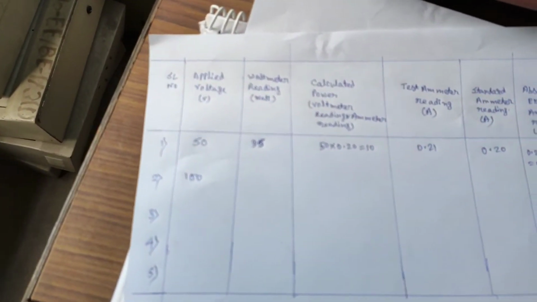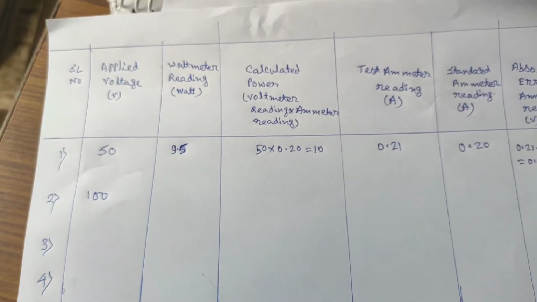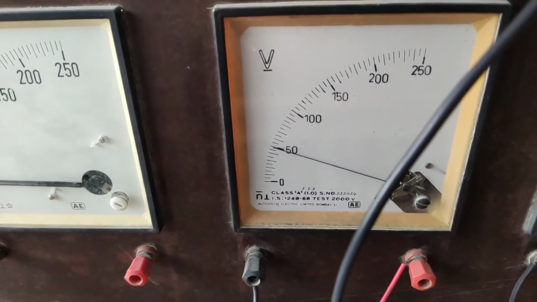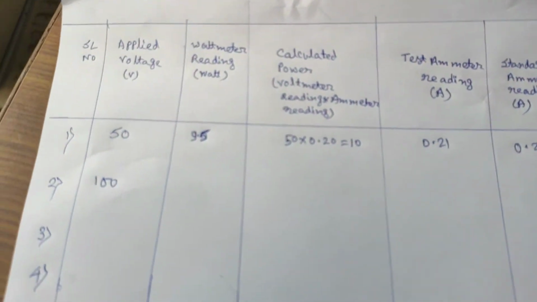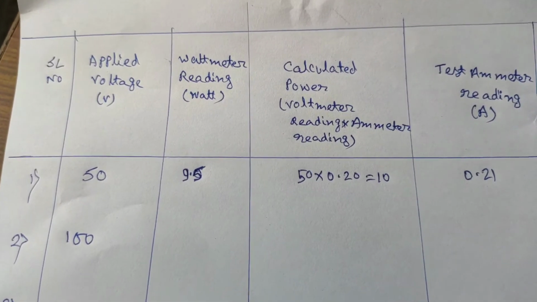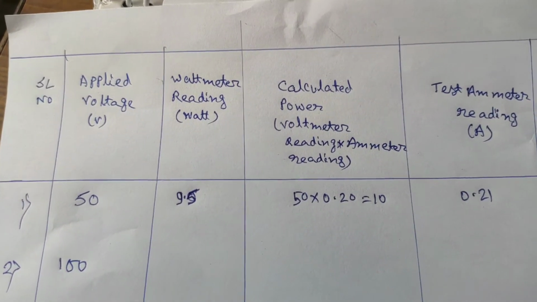Now let us take the reading. So here you can see the reading has been taken. The applied voltage here you can see is 50 volt, because this is the applied voltage, right? That is 50 volt. Now the calculated power, what is the wattage reading? Wattage reading is the wattmeter reading. So the wattmeter reading is this.